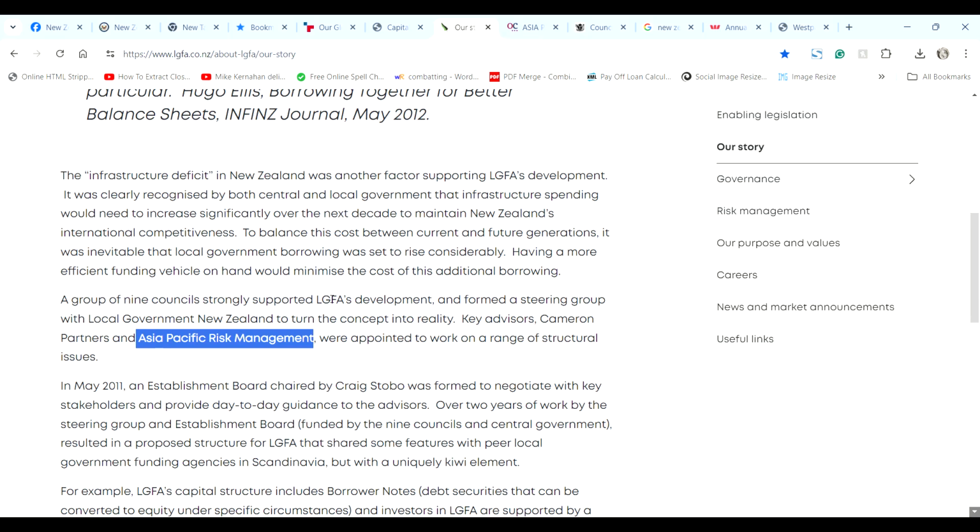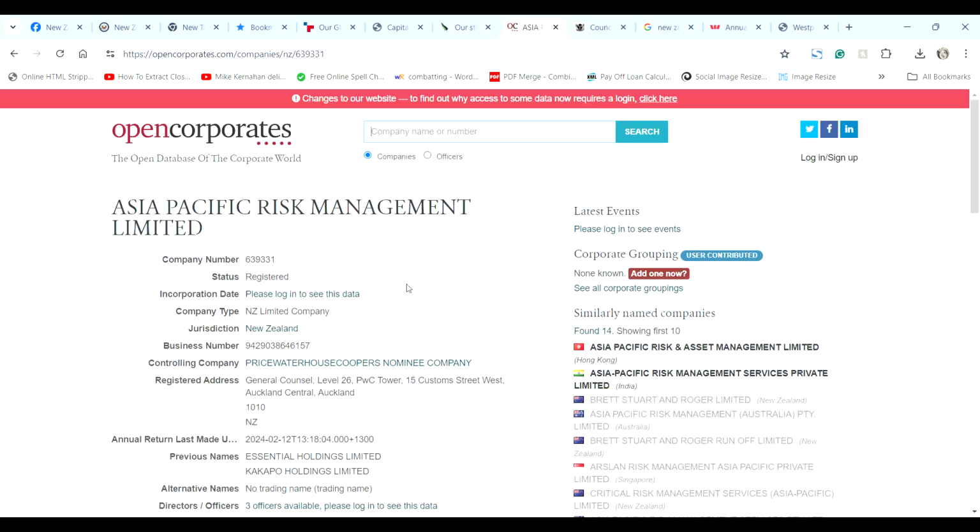A group of 9 councils strongly supported LGFA's development and formed a steering group with the local government in New Zealand to turn the concept into reality. Key advisors Cameron and Partners and Asia Pacific Risk Management, which is a subsidiary of PricewaterhouseCoopers, one of the 4 major accountancy houses of the world that didn't come out in a good light after the global financial crisis of 2008 for the advice they've been giving around the world.